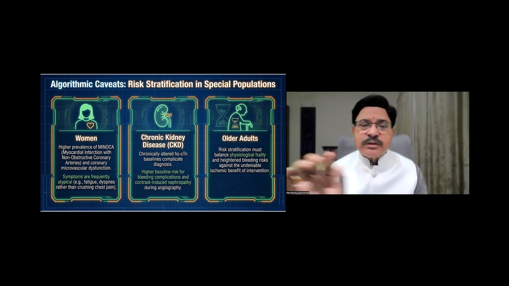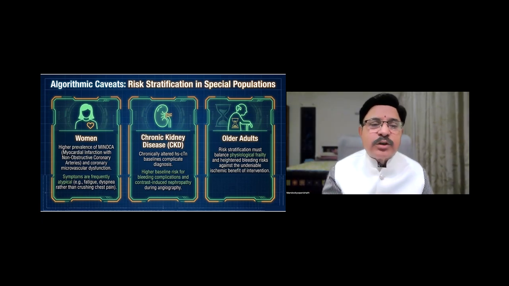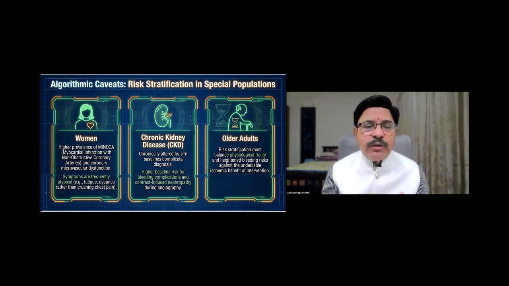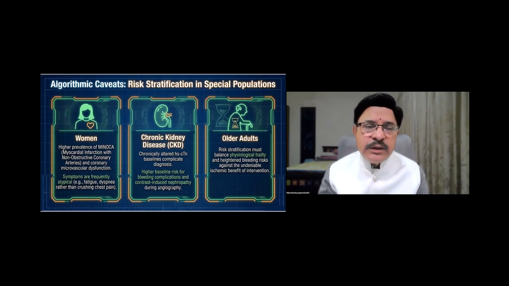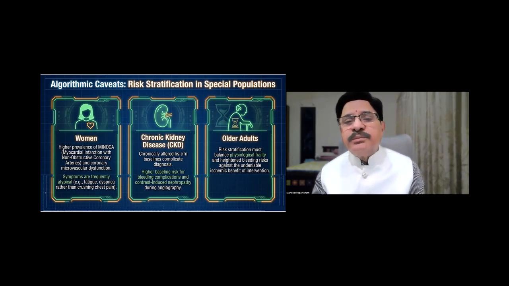Macrovessels, the epicardial vessels, are normal, but microvascular perfusion is defective. Symptoms are atypical fatigue and dyspnea, and they don't have crushing chest pain because the epicardial vessel is not involved. This is called MINOCA.